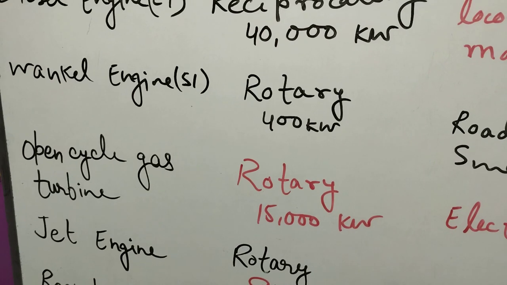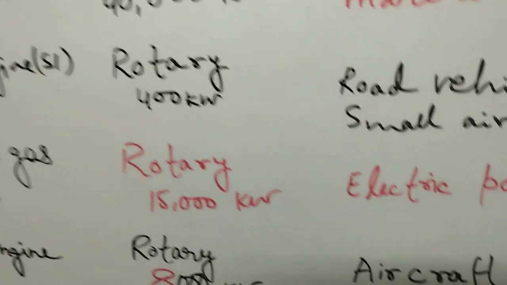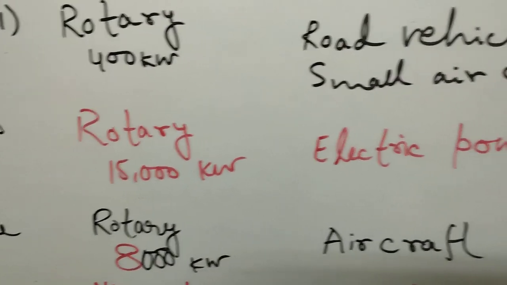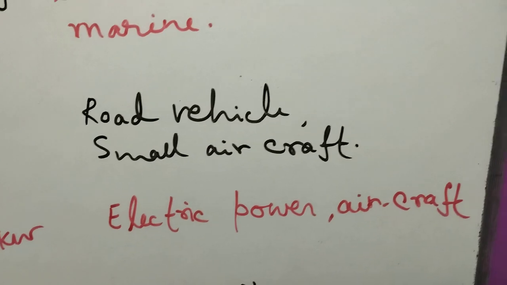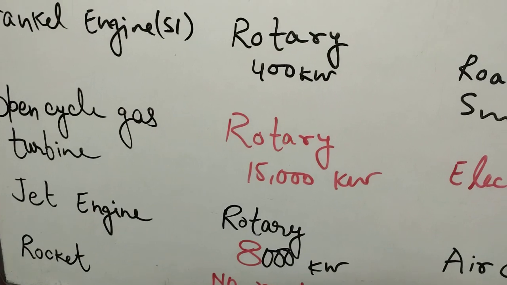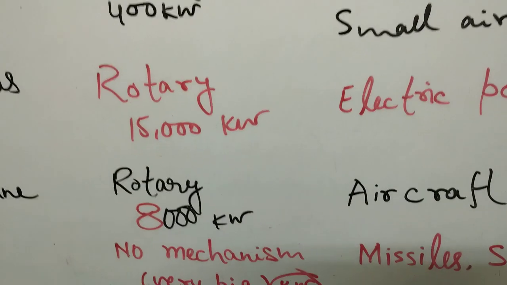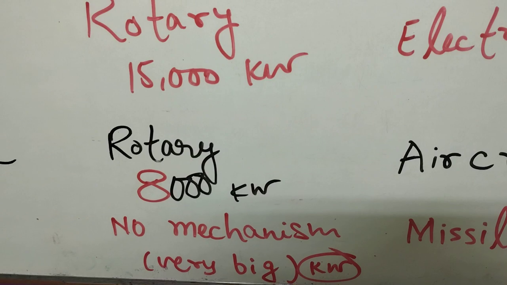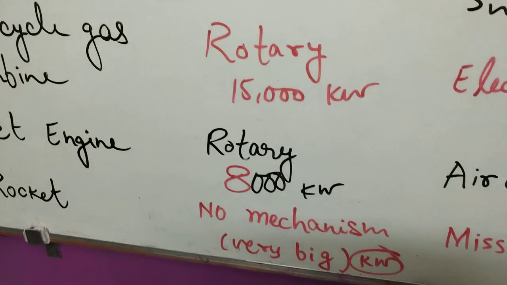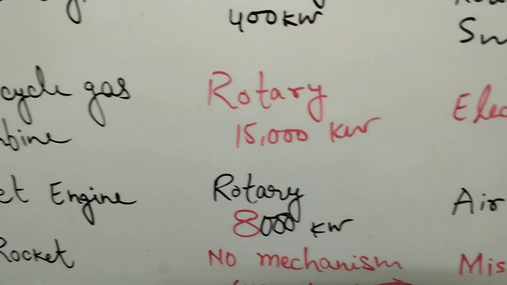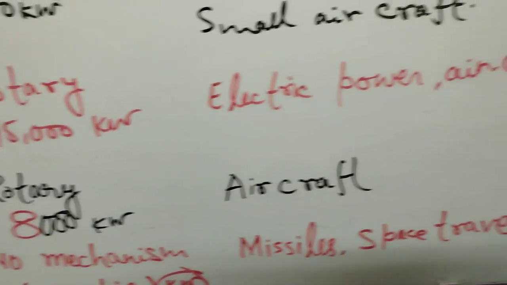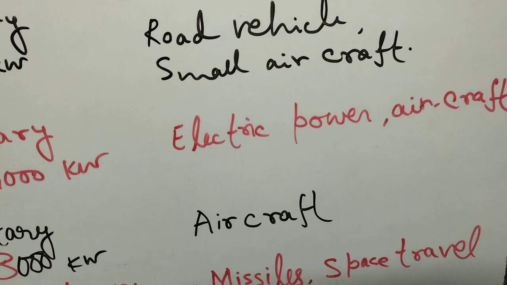Open cycle gas turbine. The engine is of the rotary type, 15,000 kilowatt power generation, used in electric power and aircraft. Jet engine. The jet engine is of the rotary type, power developed 8,000 kilowatt, used in aircraft. Rocket. No mechanism, very high power generation, very big, used in missiles and space travel.